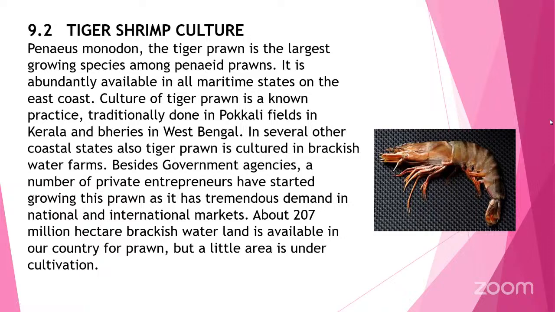Besides government agencies, a number of private entrepreneurs have started growing this prawn as it has a tremendous demand in national and international markets. About 2.07 million hectares of brackish waterland is available in our country for prawn culture, but only a little area is under cultivation.